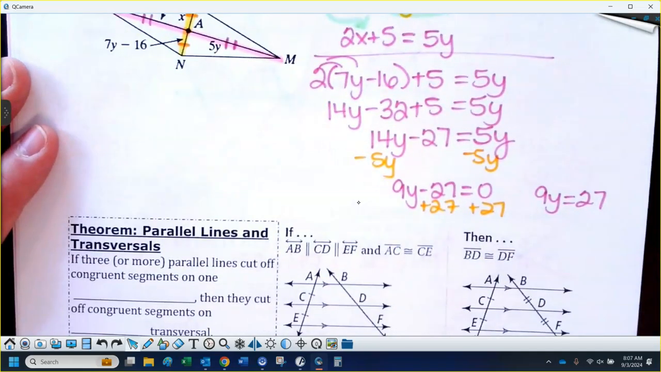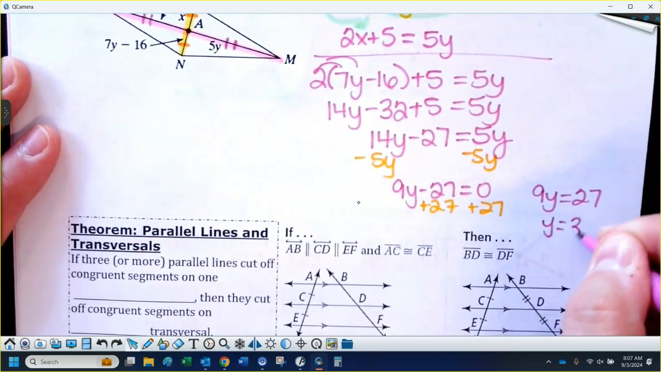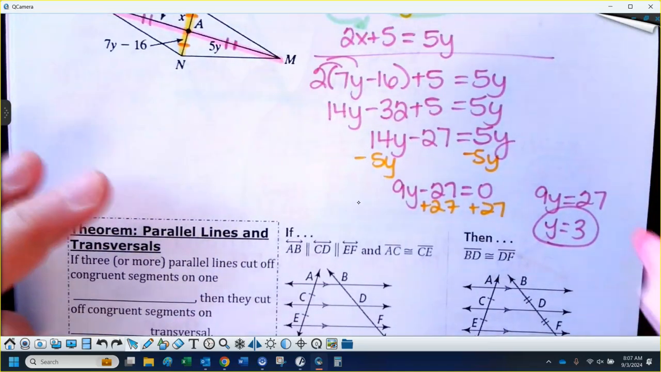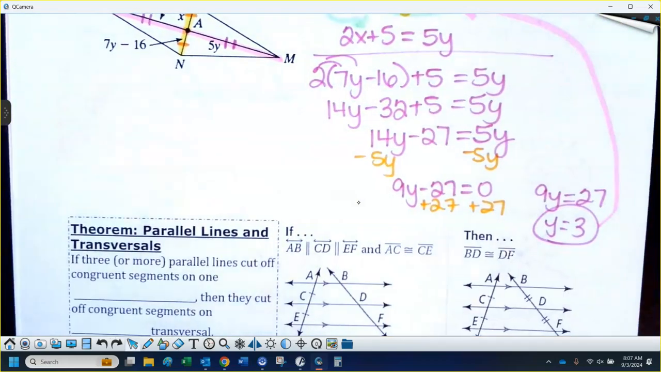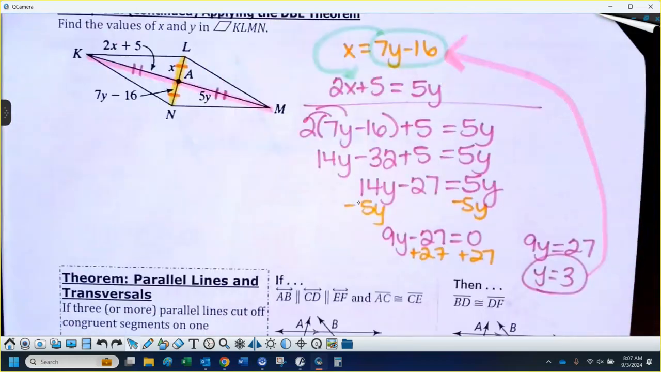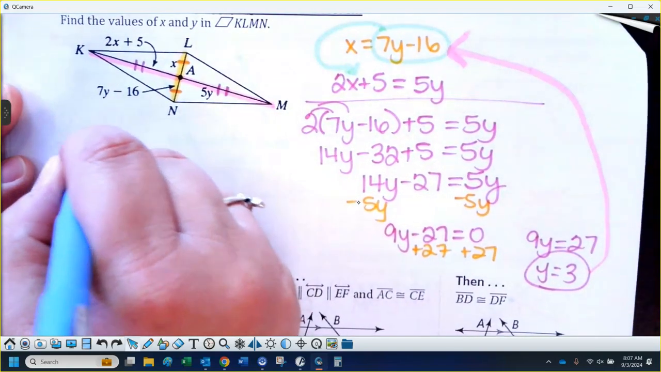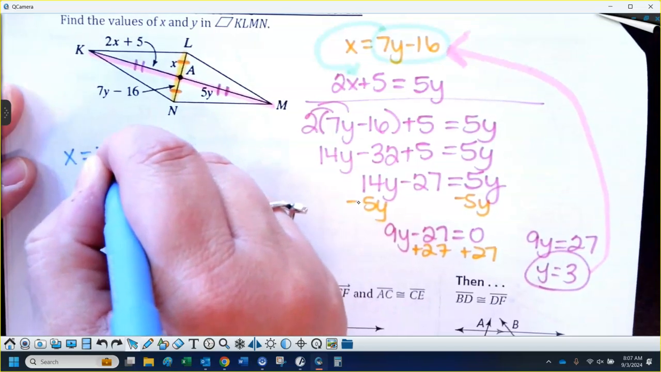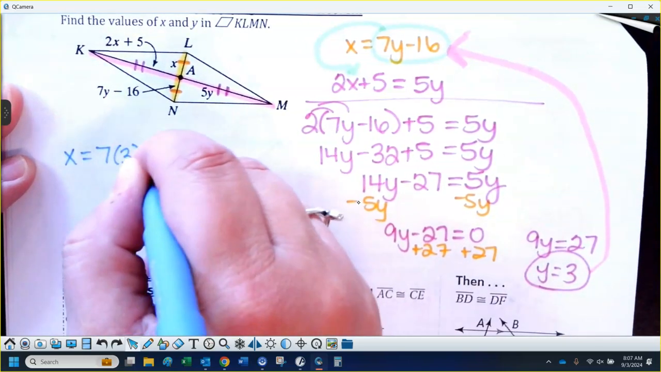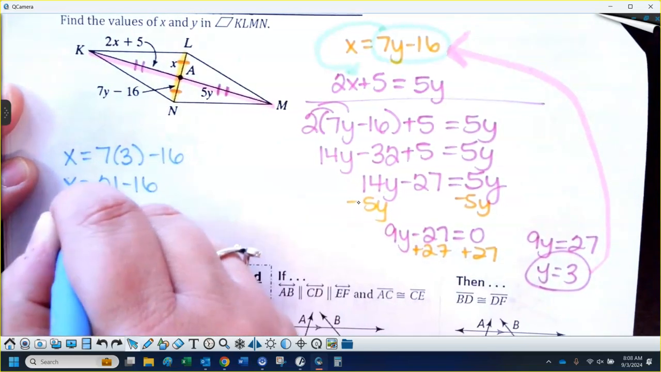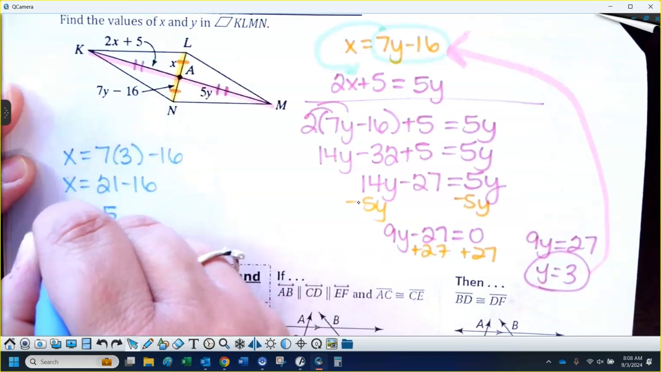Does anybody know what y is going to be there? 3. Perfect. Okay, now all we've got to do, once we know that, is come right back up here and plug it in. You can plug it into either equation, but it's probably a little bit easier to plug it into the first one because you're trying to find x, and that equation has x by itself. So x is 7y, where y is 3, minus 16. So what is that, 21 minus 16? So x is just going to be 5.